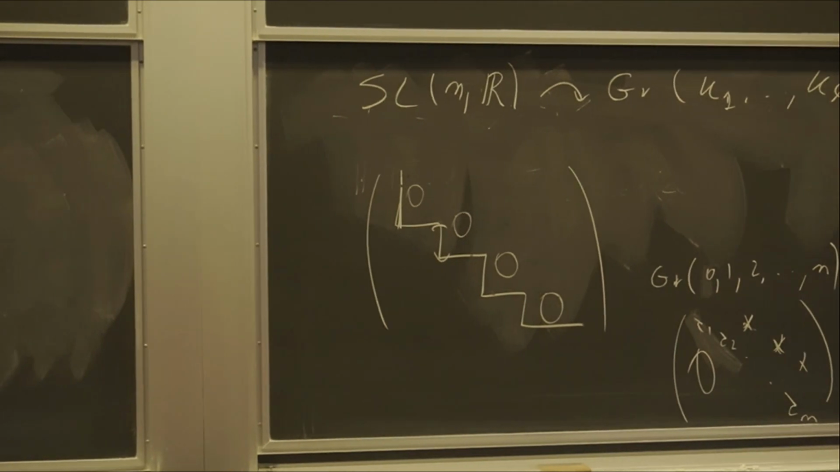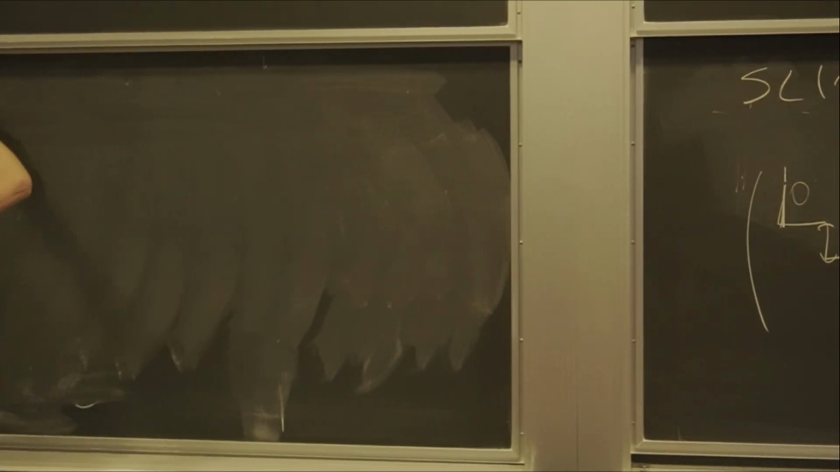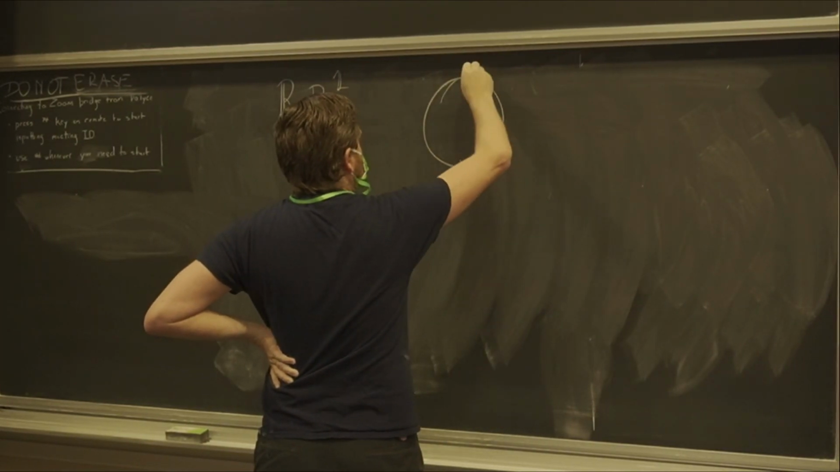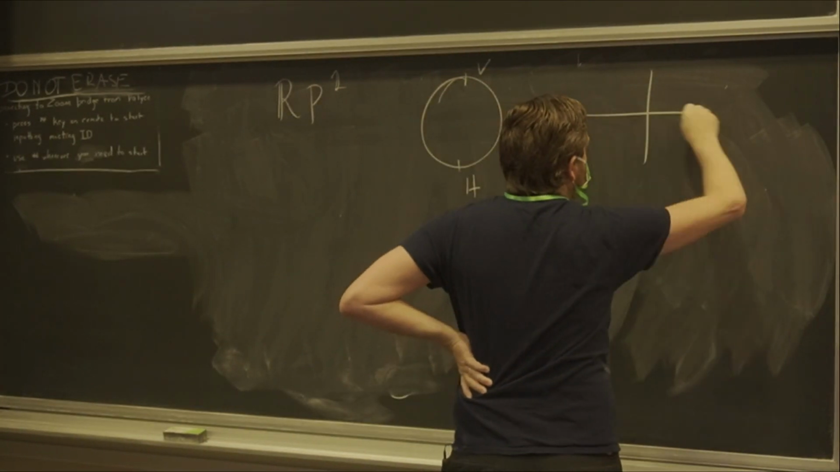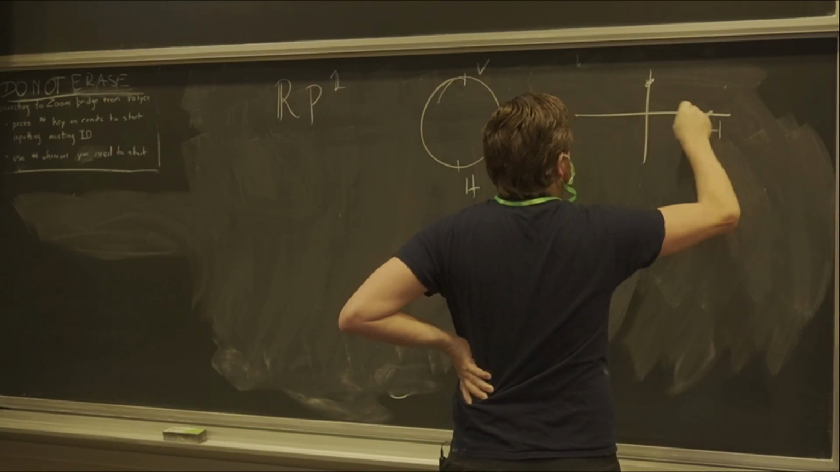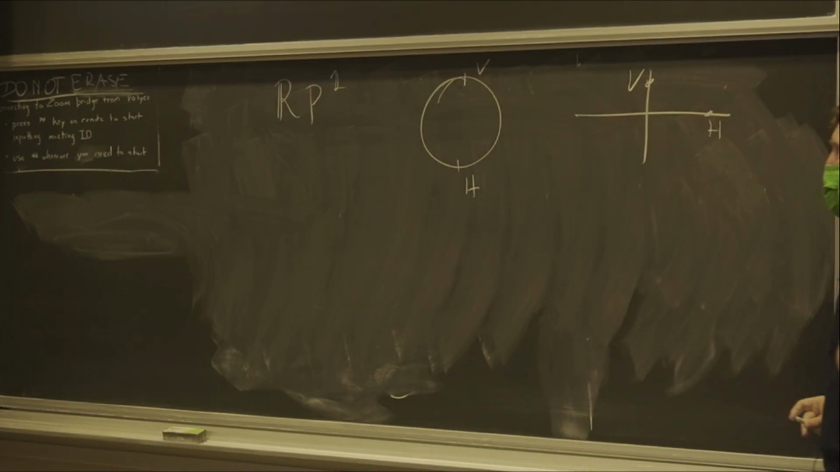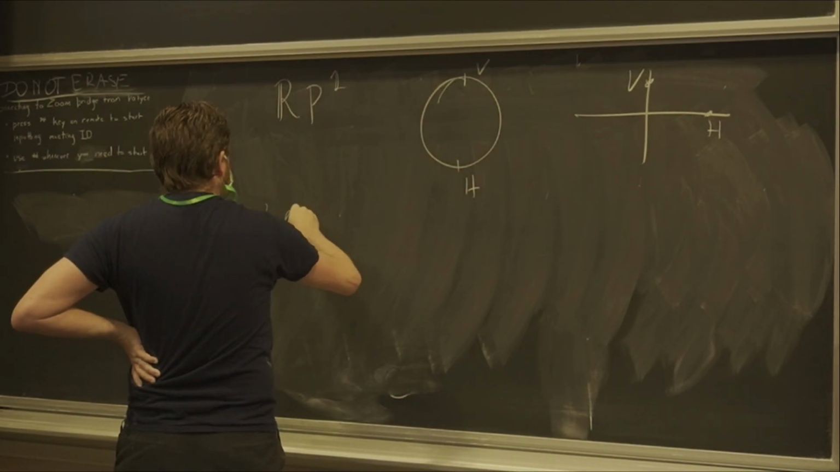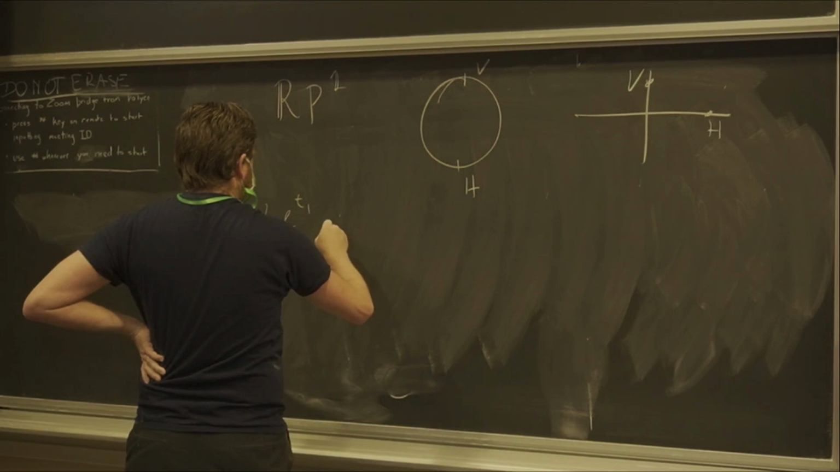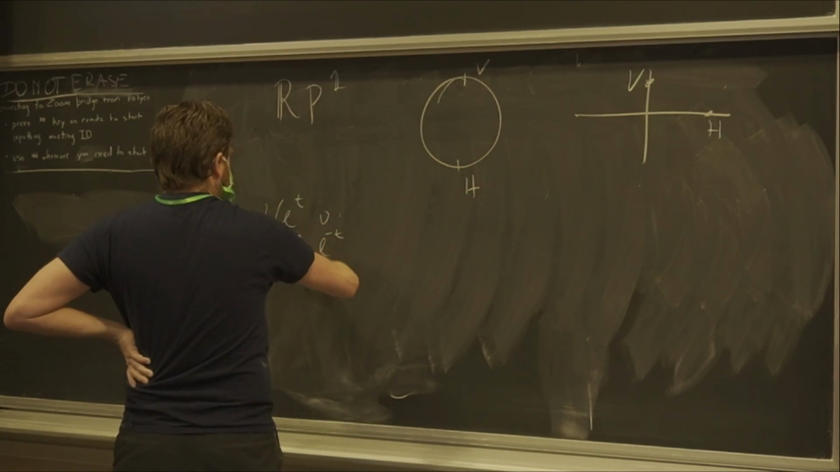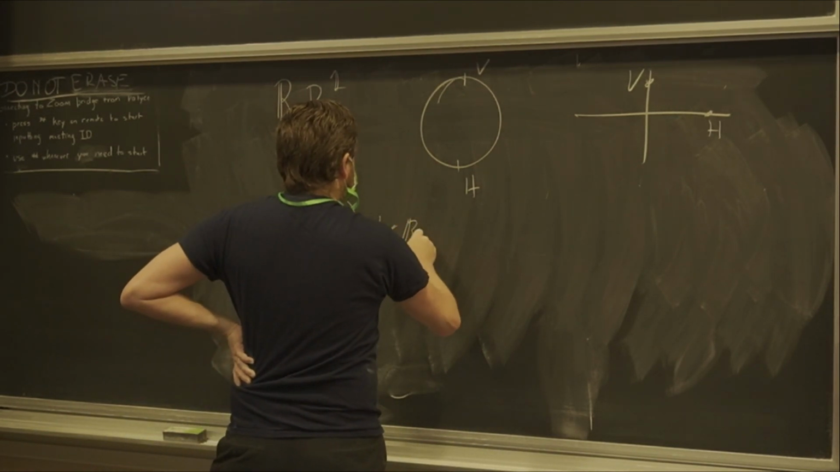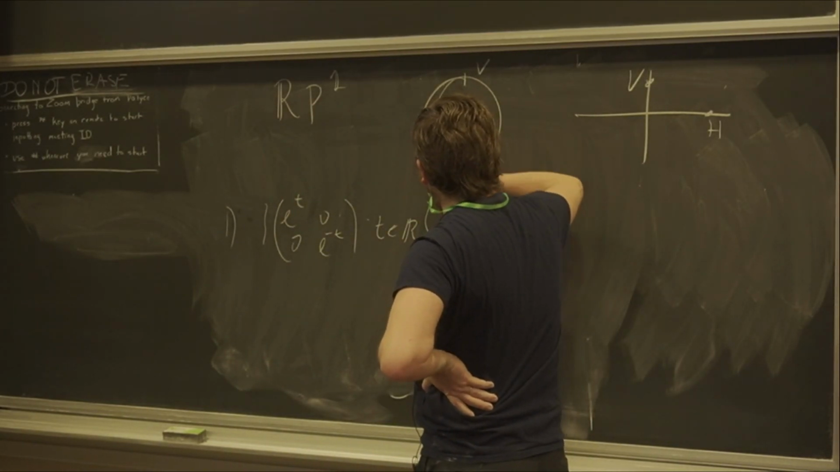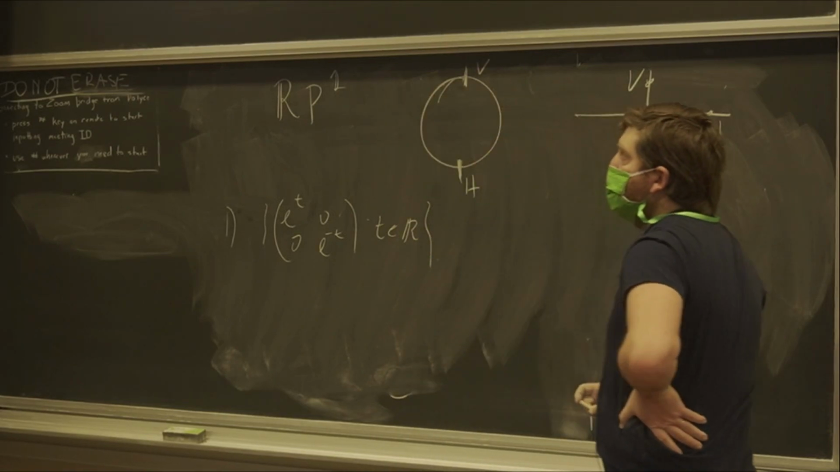So then we have this RP1, which is the circle, which I put the horizontal direction here, the vertical direction here. So these are my 2 favorite directions, horizontal and vertical. And first I have this group, e^t, e^{-t}, t in R. And then this guy has 2 fixed points, this fixed point and that fixed point.